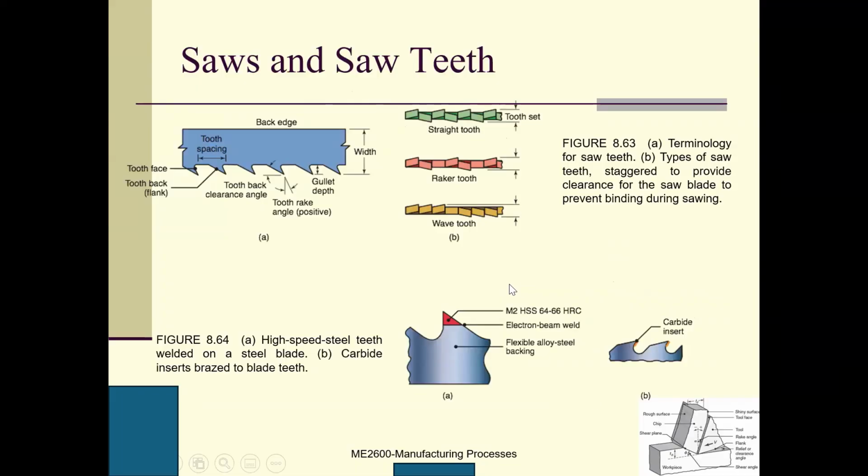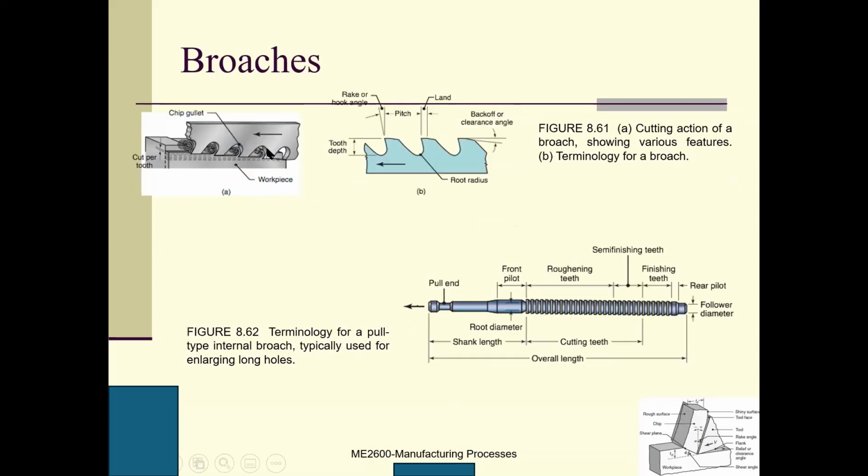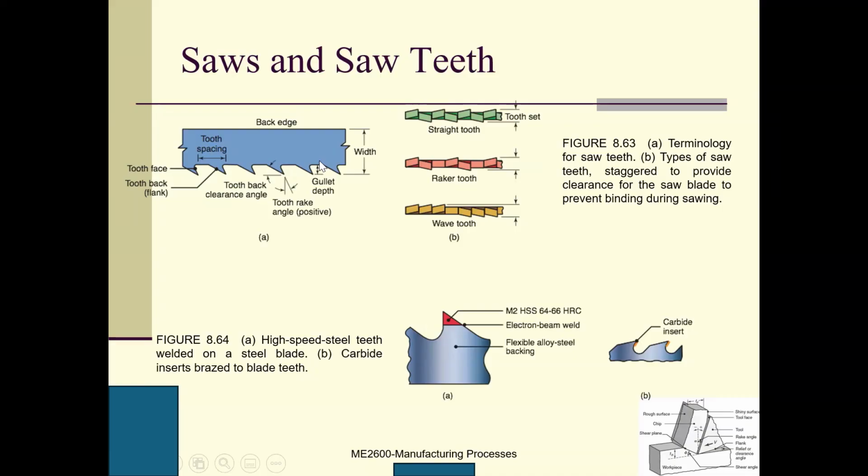Next one is the saw. Have you guys used a saw to cut either wood items or metal? The saw is very similar to broaching, but this is using a blade with plates. Here is the tool face and tool back. We have the rake angle and the clearance angle, which are very similar to the two angles for orthogonal cutting. This is the cutting depth, this is the width, and this is the back edge.